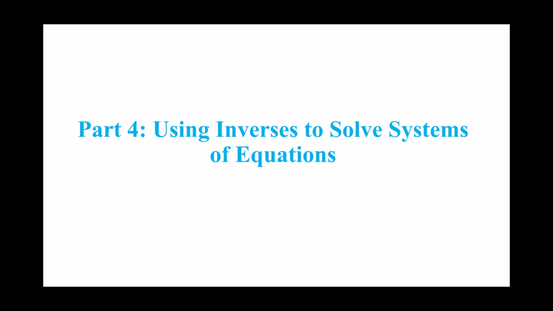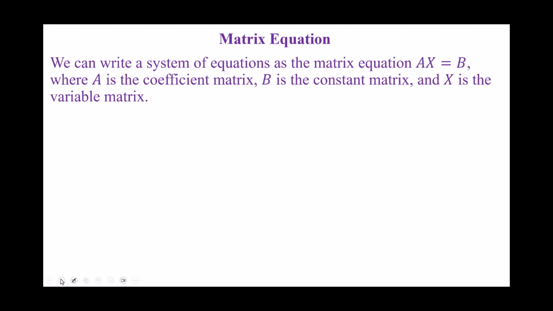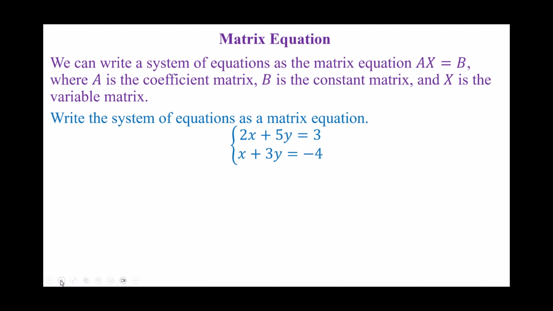Part 4, using inverses to solve systems of equations. A matrix equation. We can write a system of equations as the matrix equation AX equals B, where A is the coefficient matrix, B is the constant matrix, and X is the variable matrix. So let's try that with this system of equations.